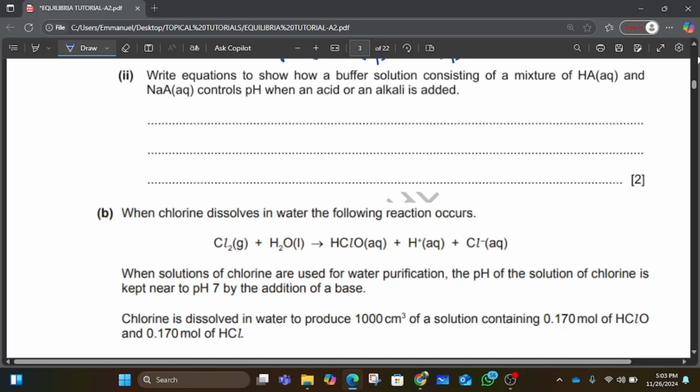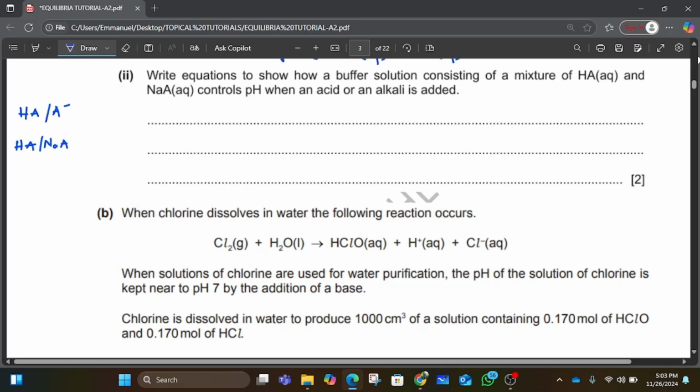II. Write equations to show how a buffer solution consisting of a mixture of HA aqueous and NaA aqueous controls pH when an acid or an alkali is added. Remember, a buffer is a solution that resists changes in pH when a small amount of an acid or a base is added to it. And a buffer is made up of an acid and its conjugate base, or an acid and the salt. So in this case, NaA.